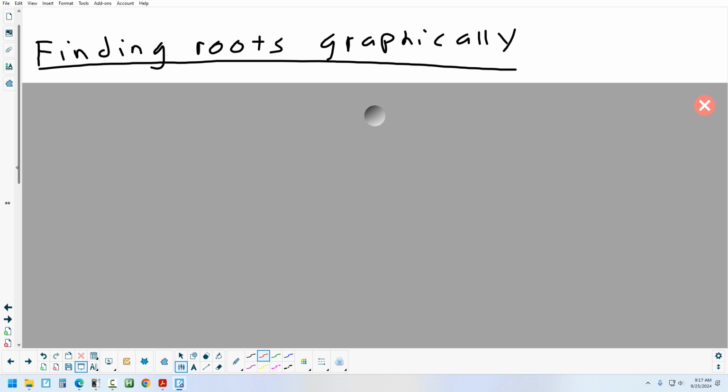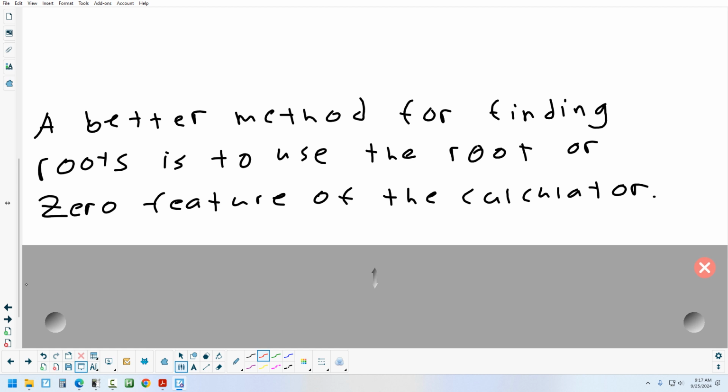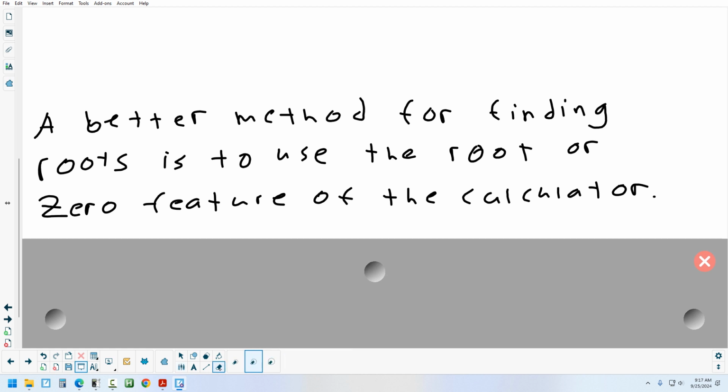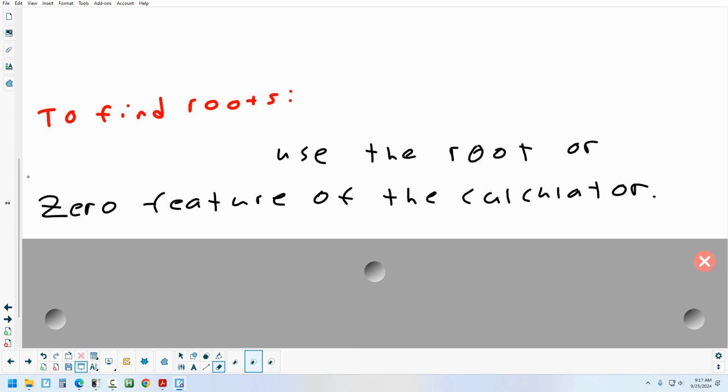All right, I've kind of already gone through this with you. So how do we find roots graphically? So the method that, I'm just going to reword this. Just erase that. We'll erase it like that. Okay, so to find roots. So to do that, you're going to use what's called the root or the 0 feature on the calculator.